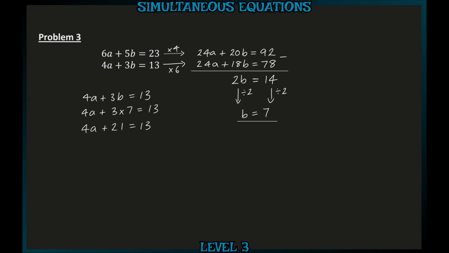To start, we can remove the plus 21 by subtracting 21 from both sides, and if we do that on the left, the plus 21 and the minus 21 cancel out to leave us with 4a, and on the right, 13 minus 21 gives us minus 8.